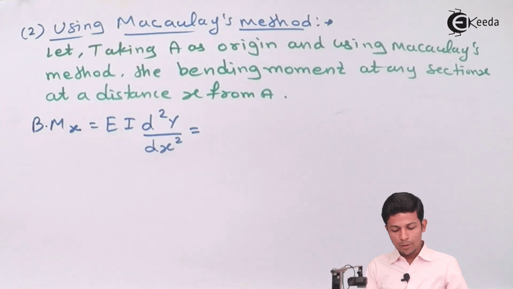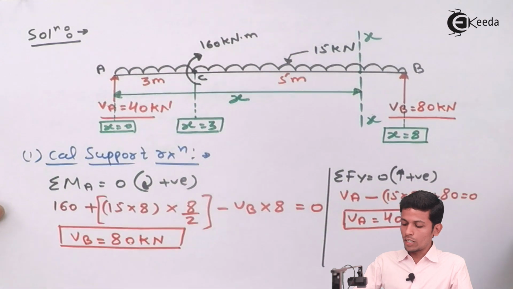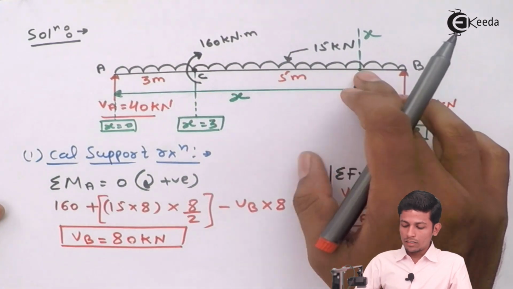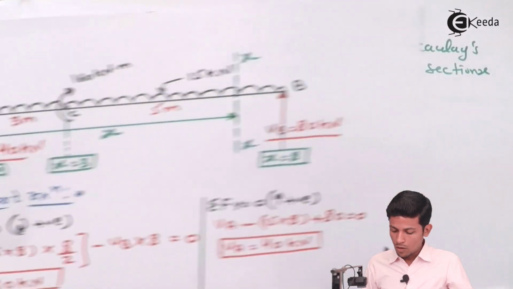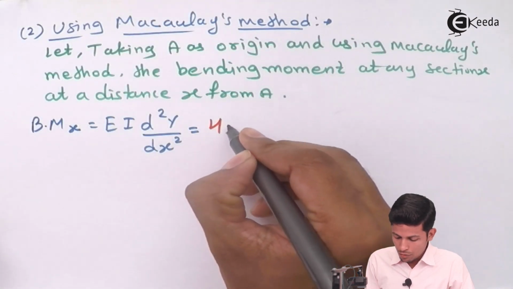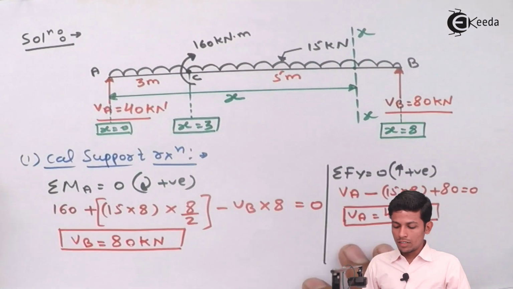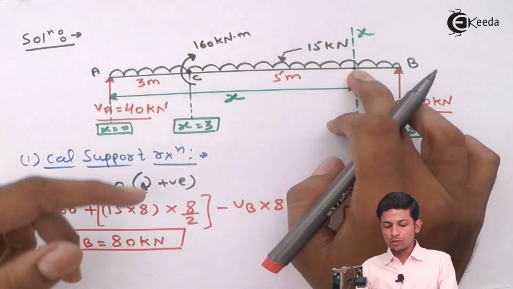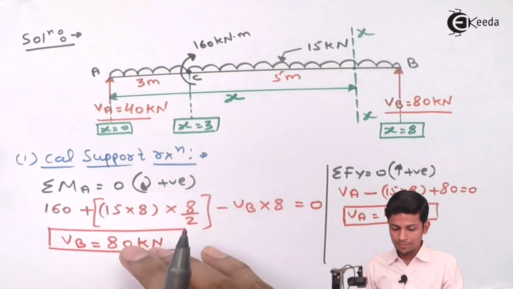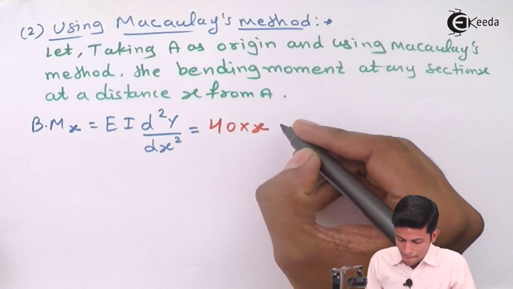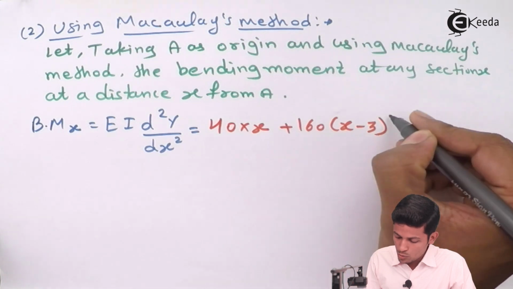We have to take the bending moment over here in x-x. Now what values come over here? See, this is going 40 into x, positive. 40 into x, as you know the sign convention of bending moment. After that, see, this is going in this direction, so this also comes positive, so 160 into (x minus 3), plus 160 into (x minus 3) raised to 0.